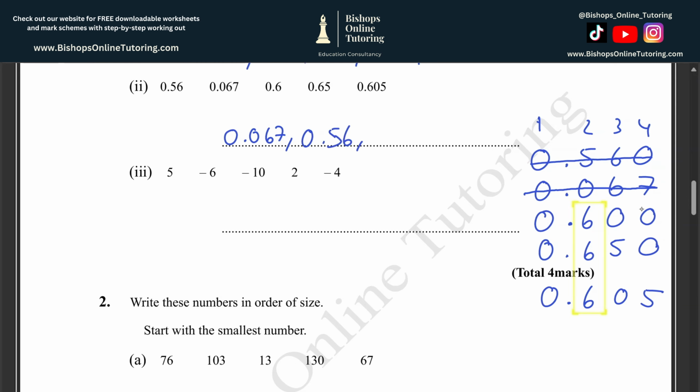Carrying on from column number 2, we can see that the remaining 3 numbers all start with a 6. So let's look at column number 3. We've got a 0, 5, and then a 0. So now let's look at column number 4 just for 0.6 and 0.605. 0.6 ends with a 0 and 0.605 ends with a 5. So let's go with 0.6 as our next smallest number.